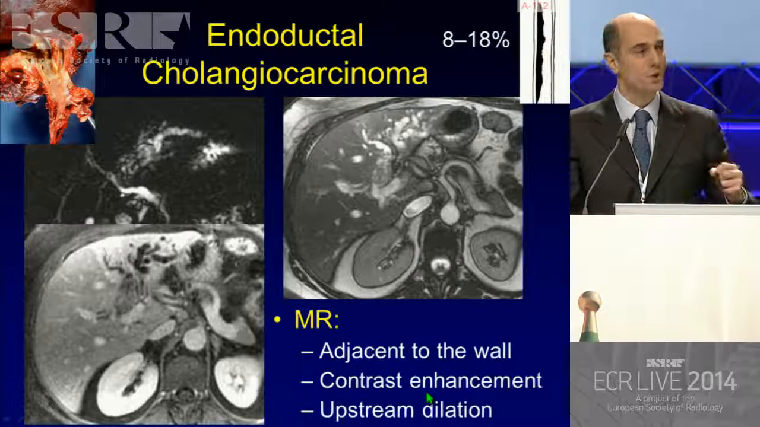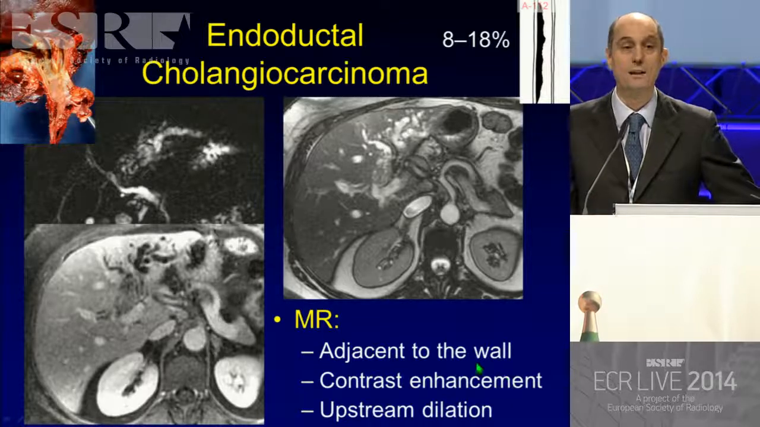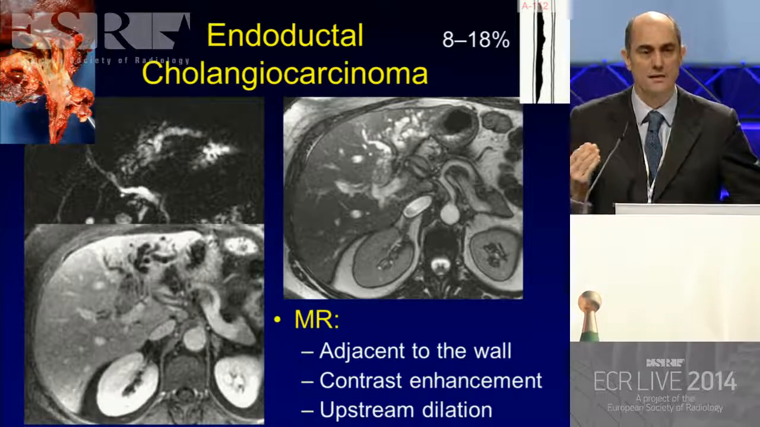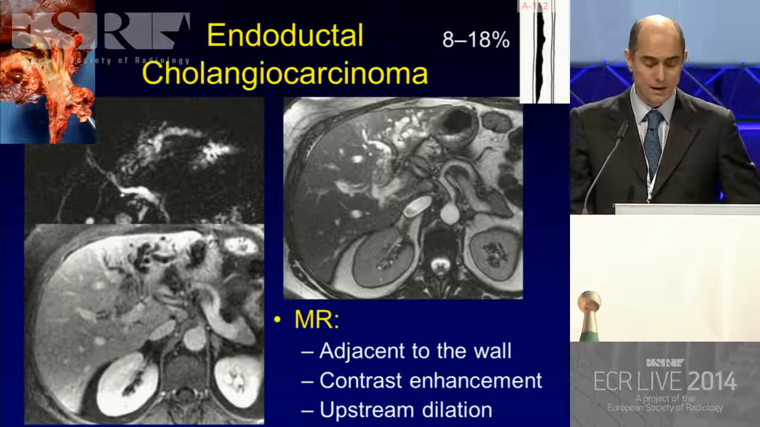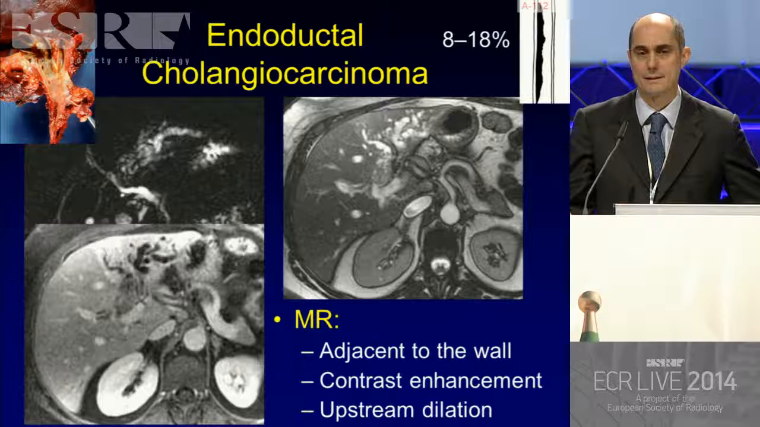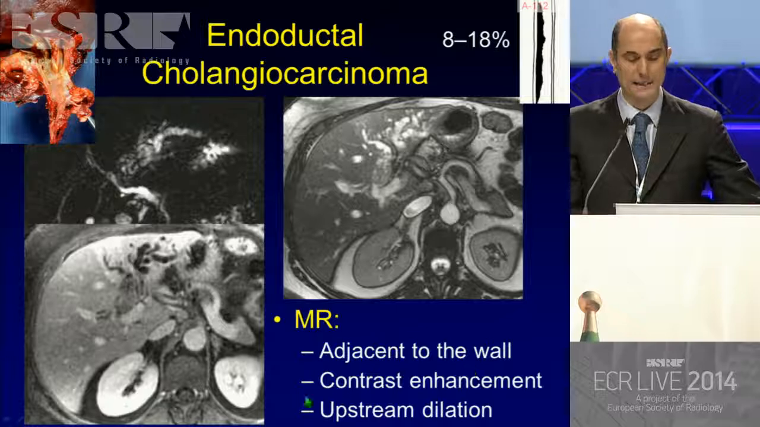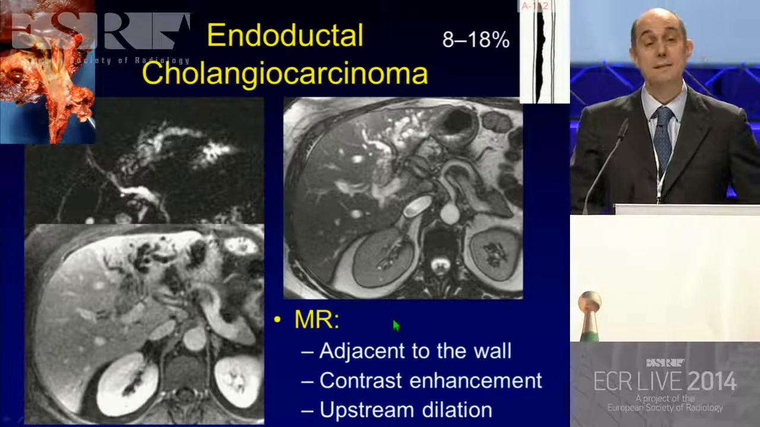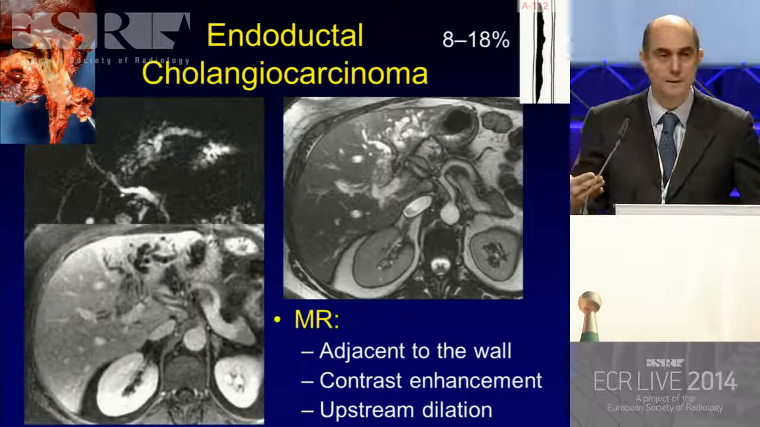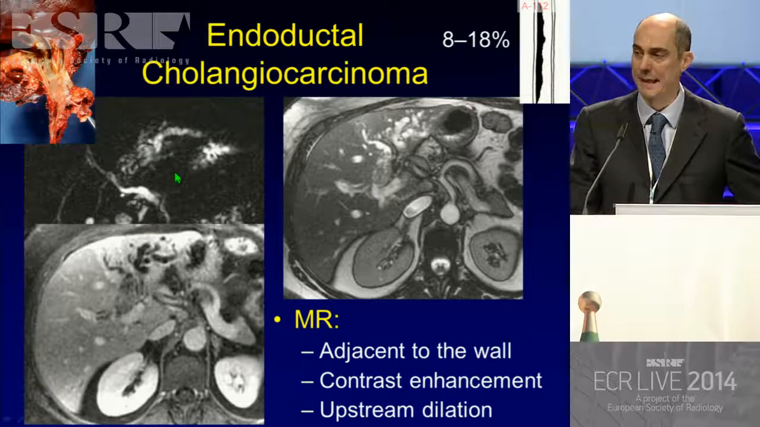Which are the clues, which are the hints that may help us in the differential? First of all, the endoluminal filling defect is adjacent to the wall because it arises from the wall. Second, most importantly, I would say, has contrast enhancement because it's a neoplastic tissue, so has neovascularity. And the other point, most of the cases have upstream dilatation, and this is because the neoplastic tissue occludes the bile ducts, and there is upstream dilatation, as it is in this case.